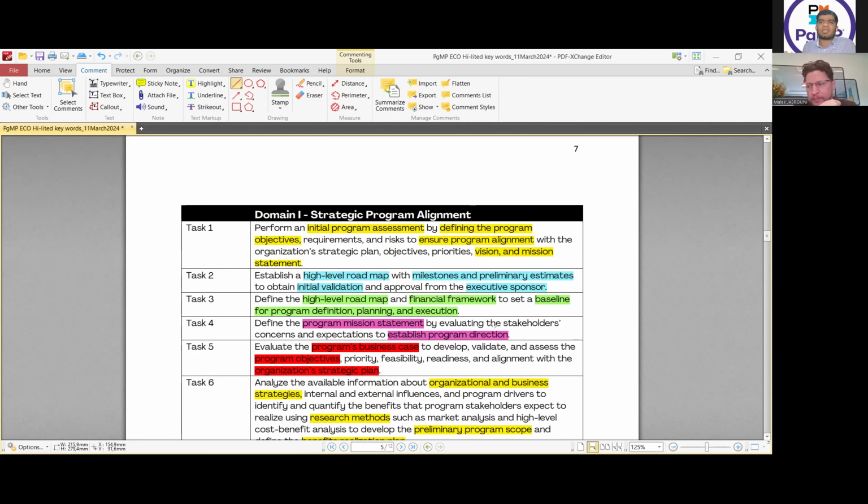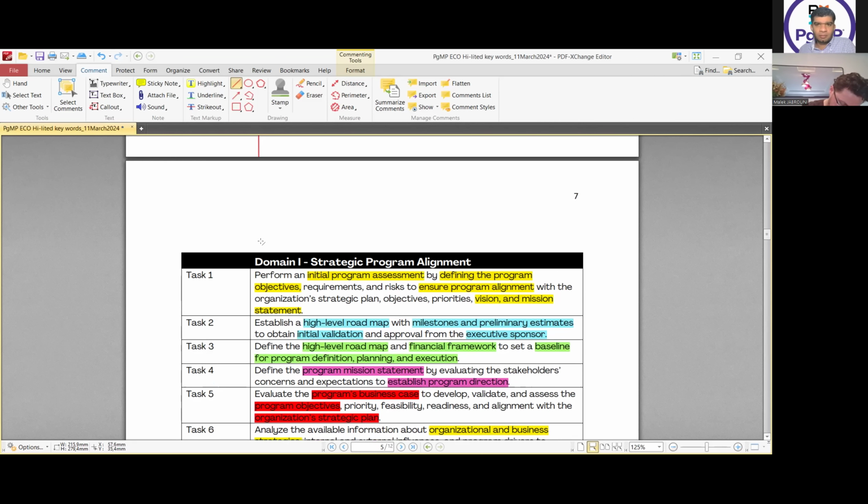He's saying that the mission statement will only define the expectations and concerns of the stakeholders. That's all. This is not an intermediate step. Whenever you come inside your program boundary, the first document that I will prepare is the program business case. Okay. Very clear.